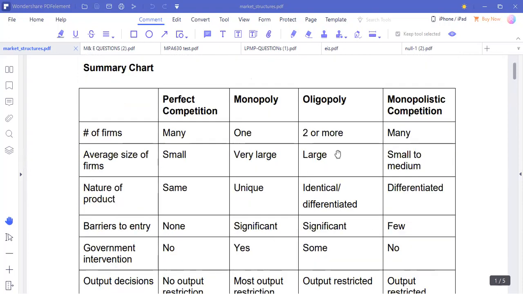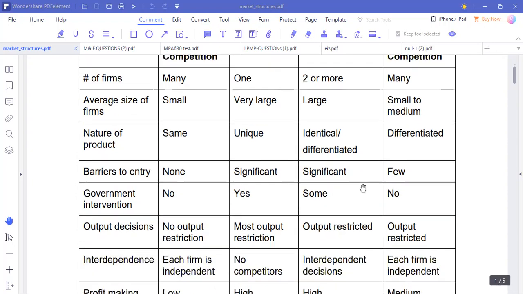When you're dealing with an oligopolistic market, we have two or more firms which merge to form a collusion or a cartel. The size of these firms is relatively high. What should come into your mind are firms like IBM, or firms that produce oil in the OPEC countries. They merge to form a collusion. The goods here are both identical and differentiated. There are significant barriers to entry in this market structure, there could be quite some government intervention, and output is restricted.